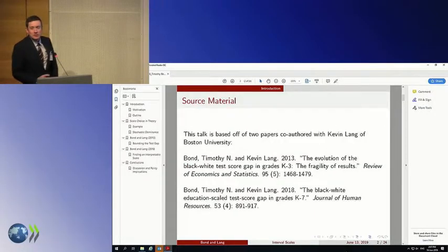So this talk is going to be based on two separate papers that Kevin Lang and I wrote. One of them was published in 2013 in the Review of Economics and Statistics. The other one was published more recently in the Journal of Human Resources, both of which are getting at the issue of scaling in tests and how to deal with these issues.